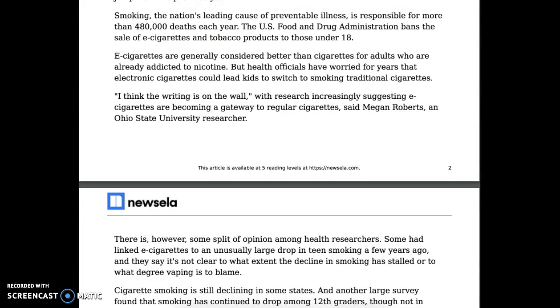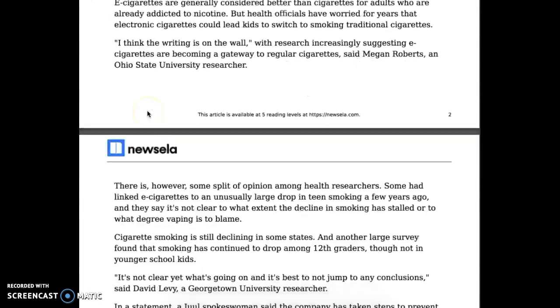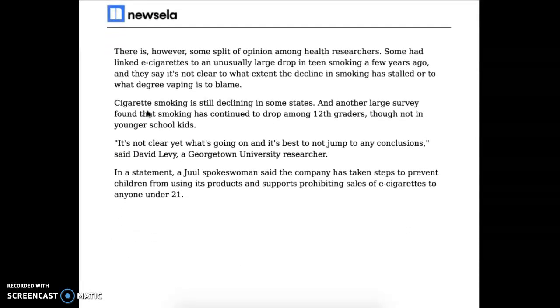E-cigarettes are generally considered better than cigarettes for adults who are already addicted to nicotine, but health officials have warned for years that electronic cigarettes could lead kids to switch to smoking traditional cigarettes. "I think the writing is on the wall, with research increasingly suggesting e-cigarettes are becoming a gateway to regular cigarettes," said Megan Roberts, an Ohio State University researcher. There is, however, some split of opinion among health researchers. Some had linked e-cigarettes to an unusually large drop in teen smoking a few years ago.